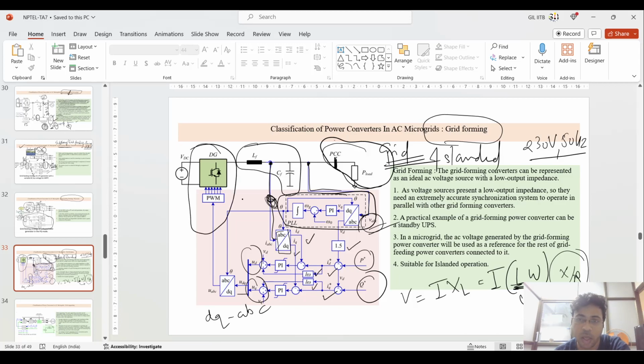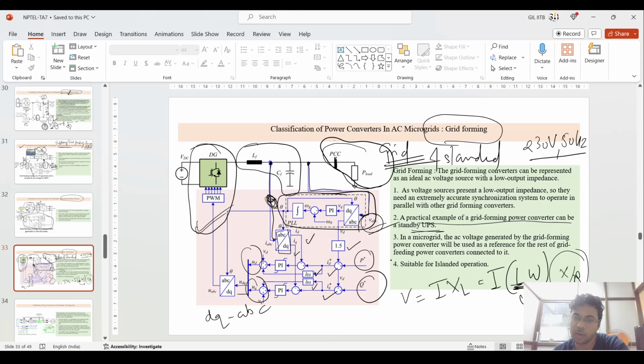Okay. So this is a kind of grid forming structure, which is very important in the islanded situation. This is a practical example of the grid forming UPS itself. What you use: if the power supply is gone, then the UPS continues to supply the power to your home, your PC, your personal computer.